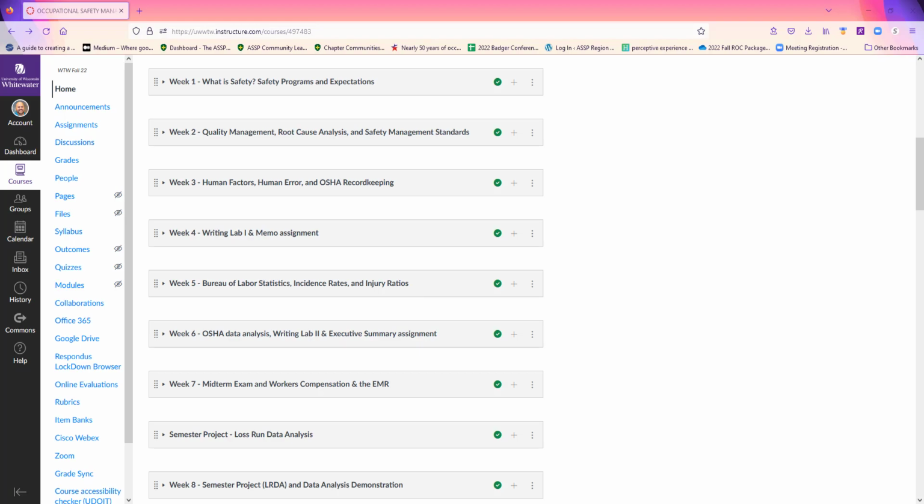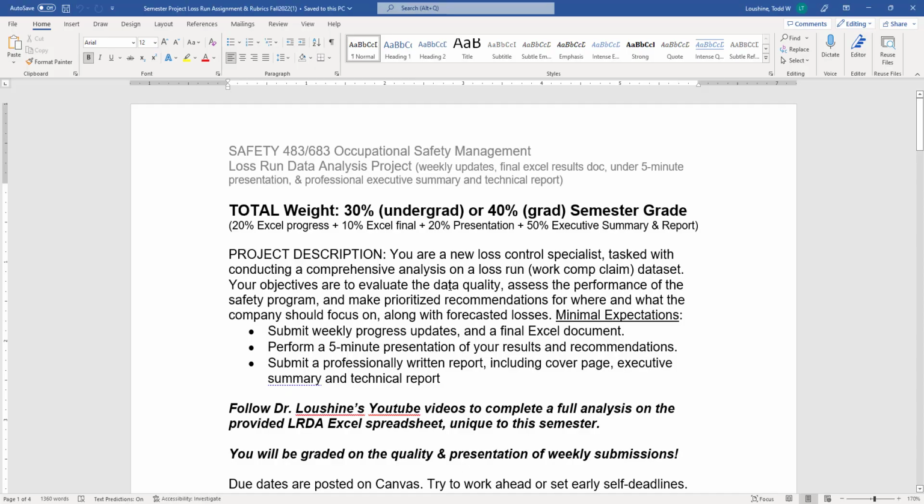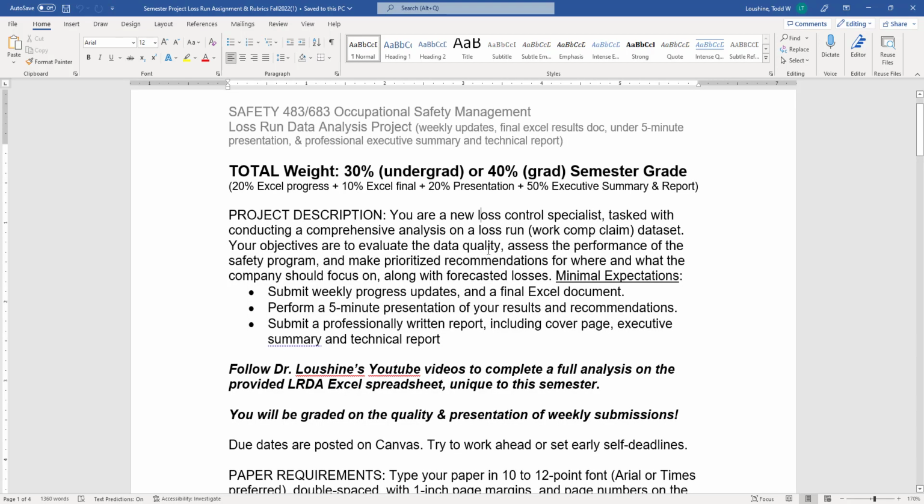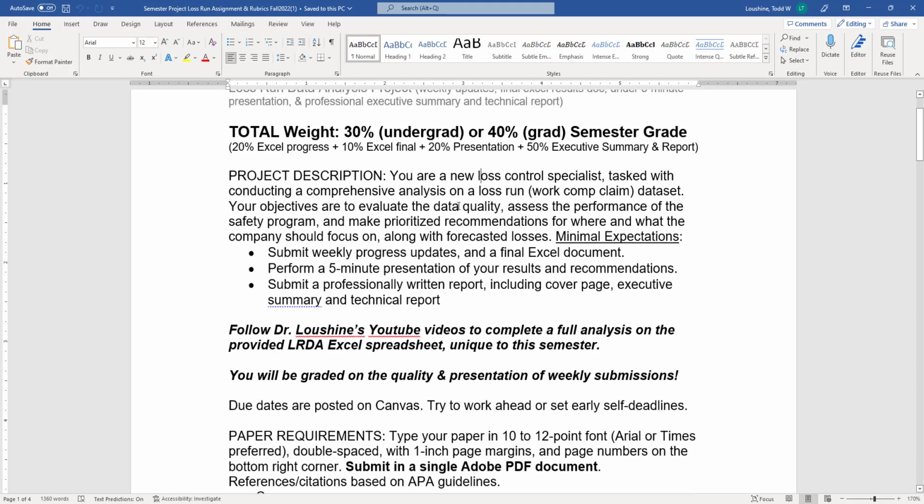All right, the next thing I want to do is go back to the original assignment. Sometimes when you get a little bit lost in the weeds, you've got to go back to your original position. Remember, you were given this data set and asked by management to analyze it in order to evaluate the quality of the data set. Sorry about my voice, too. I've got COVID. Assess the performance of the safety program, or attempt to, and make recommendations on where and what to focus on, and forecast losses. So that's what you're asked to do.